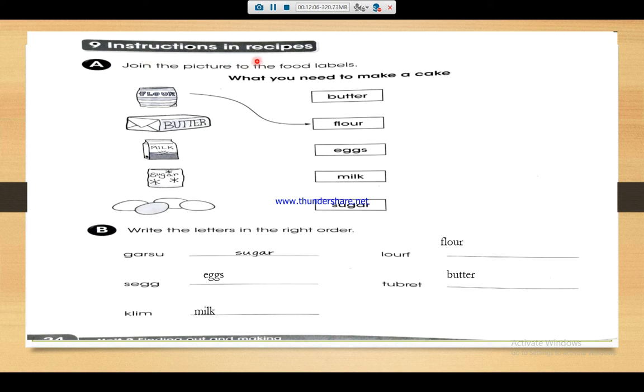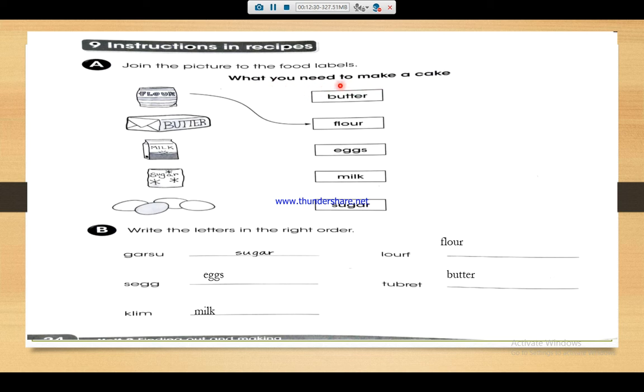And I told you before about what is a recipe. It's the steps that we are making, that we are using to make a certain dish. Okay. So now we need to join the words, join the picture to the food label. And here we have what you need to do.